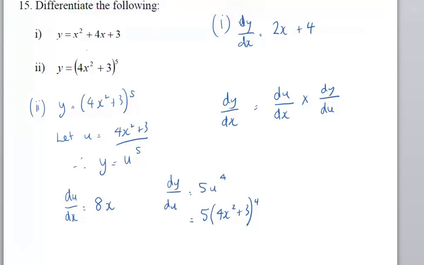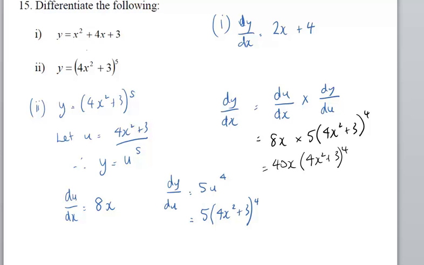So we come over here, we've got dy on dx is du on dx, which is 8x, multiplied by dy on du, multiplied by 5 with 4x squared plus 3 to the power of 4. 8 times 5 gives us 40x. Then we've got 4x squared plus 3 to the power of 4 there.